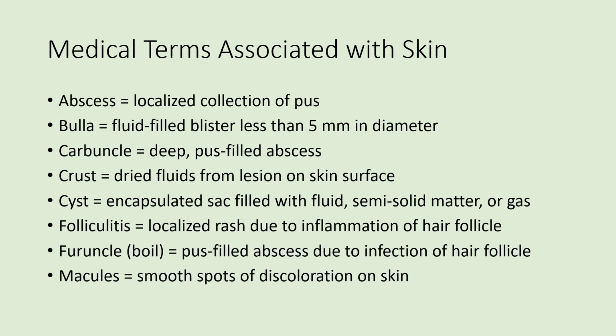Folliculitis is inflammation around the hair follicle. It looks like a localized little rash. Anything that ends with itis means inflammation. A boil or furuncle is a pus-filled abscess. It's due to the infection of the hair follicle. And macules are spots on the skin that are discolored.